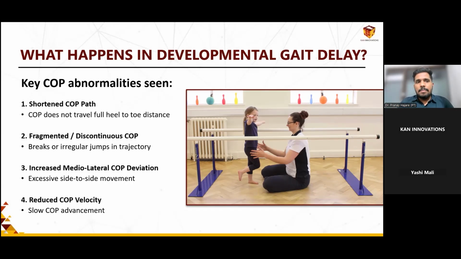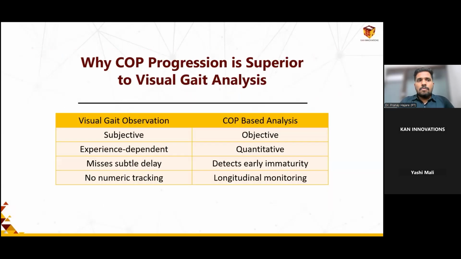So these are the main four gait abnormalities you will see if there is a developmental gait delay, which you can measure with the COP. Why is center of pressure progression superior to visual gait analysis? Let's compare traditional visual analysis with center of pressure analysis.